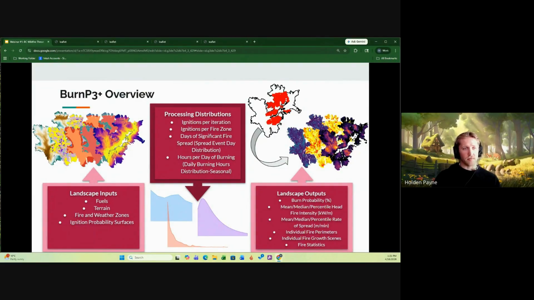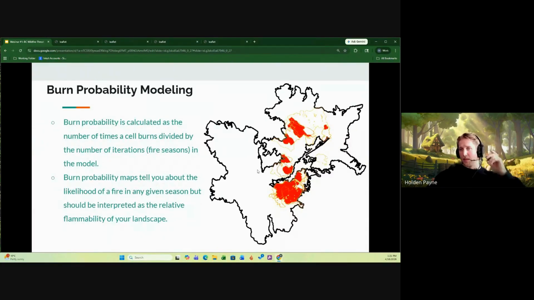And that gives us a good idea of not only where fires are more likely, but also what they do when they burn in those areas. How do these fires behave when they move up a certain slope or down a certain valley? And a bit more background on burn probability modeling.